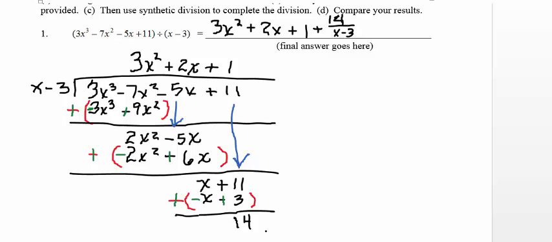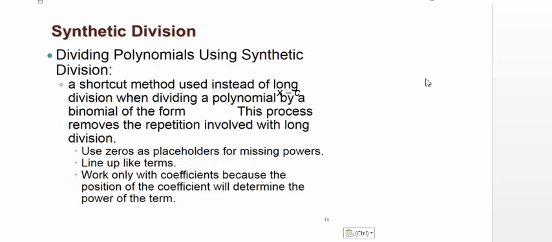Let's take a minute and talk about synthetic division. Here you're dividing polynomials using a shortcut method, and you use this instead of long division. So as long as you're dividing by a binomial of the form x minus c, you can use this process. You use zeros as placeholders for missing powers. You line up like terms. You work only with coefficients because the position of the coefficient will determine the power of the term. So this only works for a certain type of division problem.